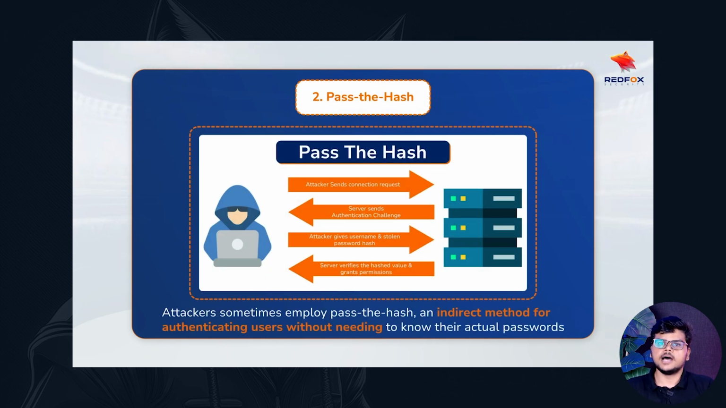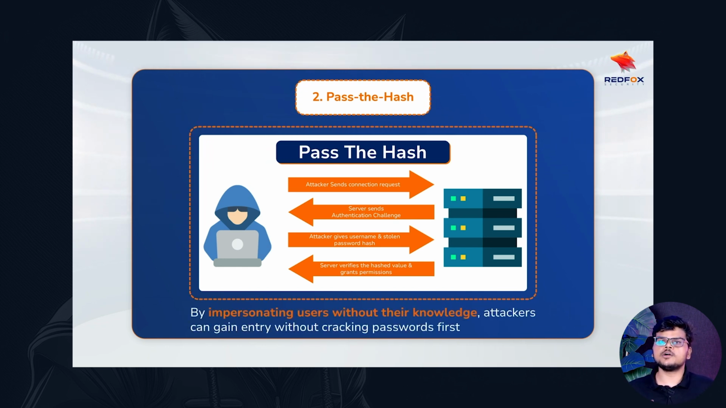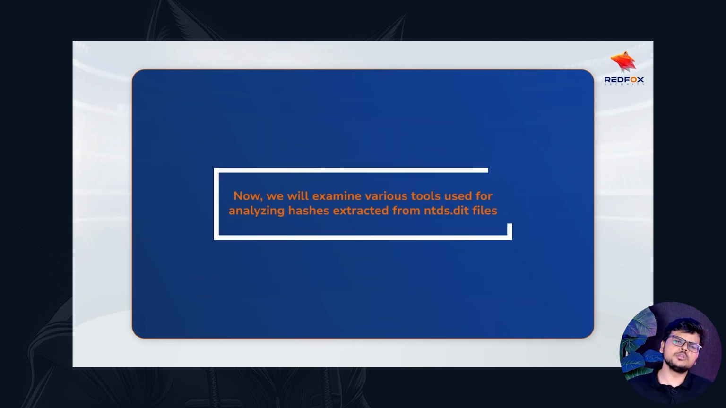Pass the hash. Attackers sometimes employ pass the hash, an indirect method for authenticating users without needing to know their actual password. By impersonating users without their knowledge, attackers gain entry without cracking passwords first. Now, we will examine various tools for analyzing hashes extracted from ntds.dit files.